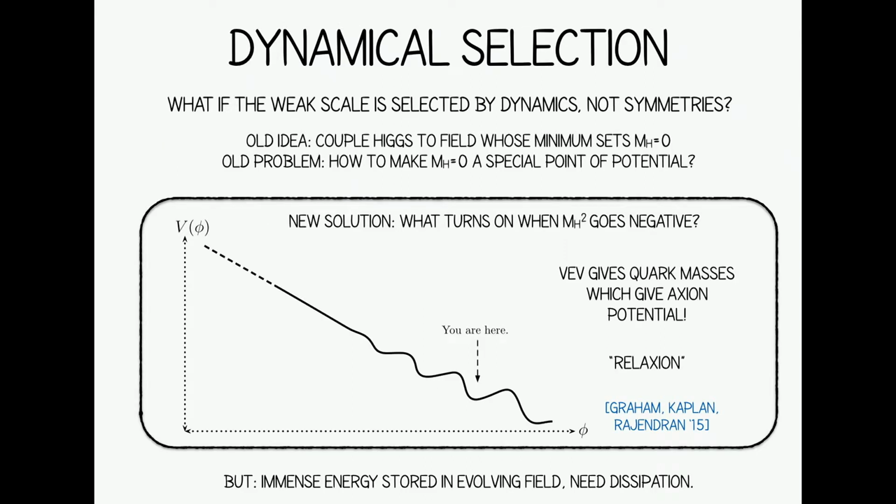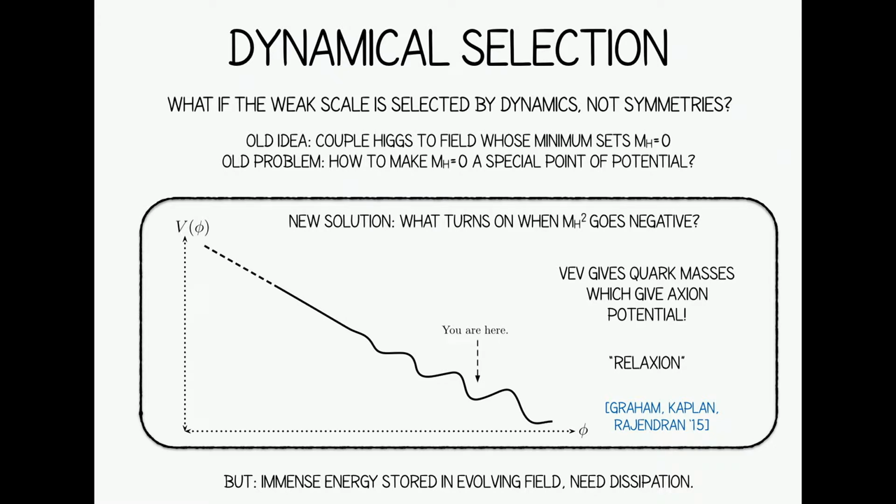So what do we want to do? We want to imagine we have some potential with many different minima over which the value of the Higgs vev scans. And instead of picking it out by symmetry, we want to pick it out dynamically. All right, so there's an old idea about how you could do this, right?